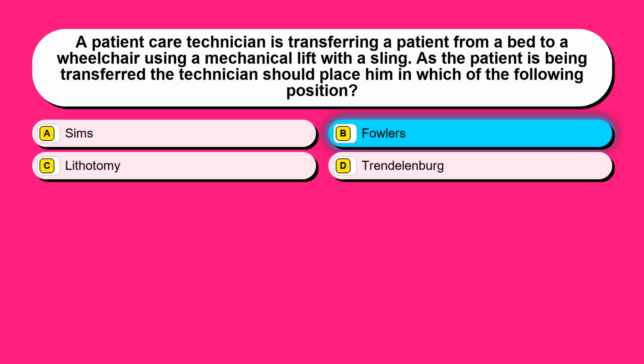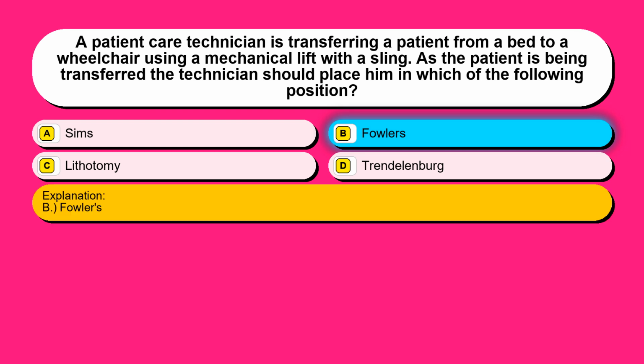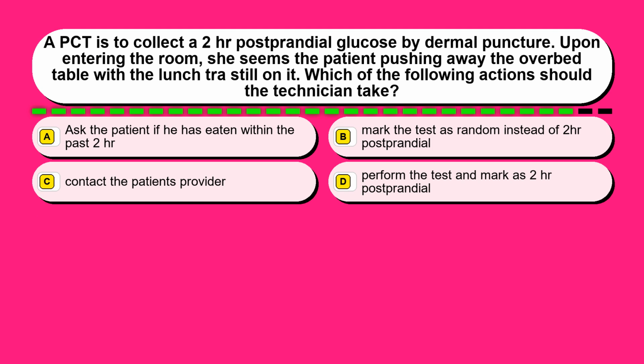The correct answer is option B, Fowler's. Question 34. A PCT is to collect a 2 hours postprandial glucose by dermal puncture.